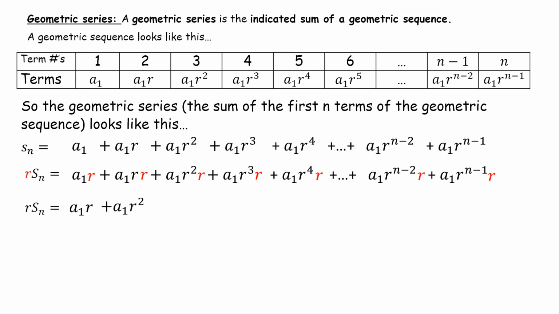plus a sub 1 r squared plus a sub 1 r cubed plus a sub 1 r to the fourth plus a sub 1 r to the fifth, and so on. And then when I had a sub 1 r to the n minus 2 and I multiply that by r, that means I'm adding 1 to the exponent. So I'll have a sub 1 r to the n minus 1. And then when I multiply a sub 1 r to the n minus 1 times r, I just get a sub 1 r to the n. So this is what I have. Now I'm just going to scoot it over so that all the terms that look the same are right under each other.